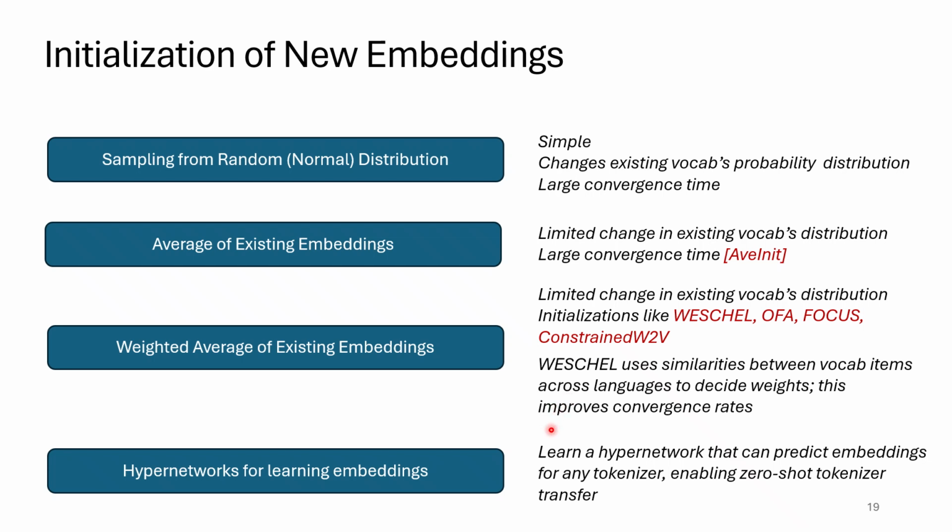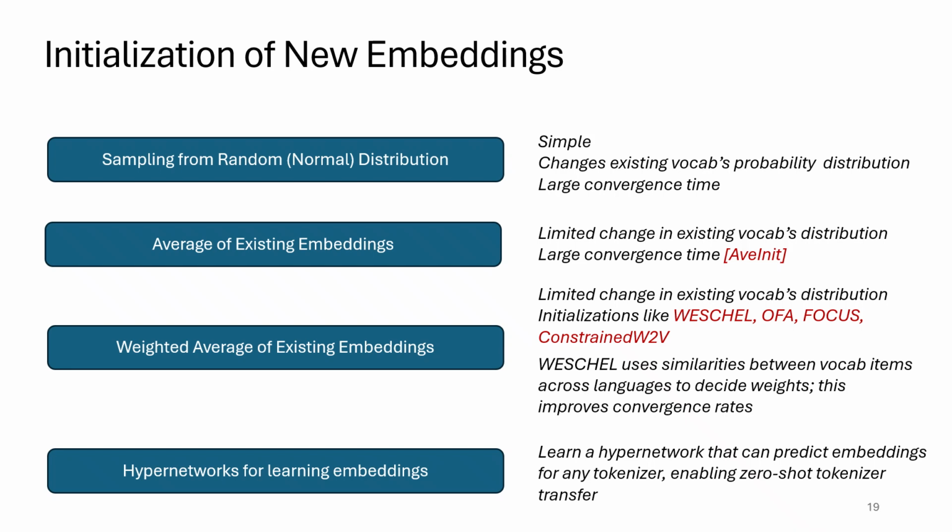There are recent approaches also about hypernetworks to learn embeddings. These are little models which can take in a token and then predict its embedding. And these networks are trained in such a way that they can predict embeddings for any tokenizer for a given fixed model, therefore enabling zero-shot tokenizer transfer. So you can just swap out a tokenizer and bring in a new tokenizer, predict its embeddings, and with a little bit of pre-training, get back the performance of the original model. So those are interesting directions.